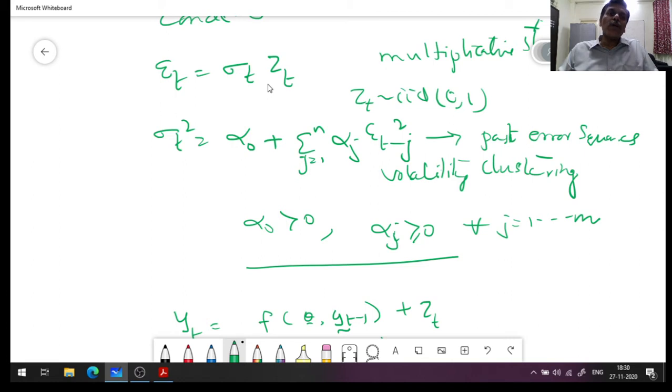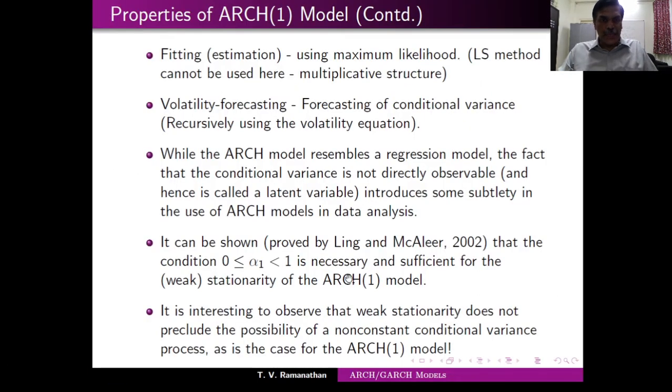The reason being that now I am trying to model not the mean, I am trying to model the variance. In regression you are trying to model the mean, the conditional mean, whereas here you are trying to model the variance. So this is the main difference that we have. Let's look at these aspects.